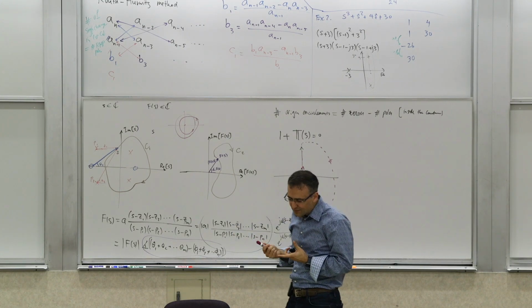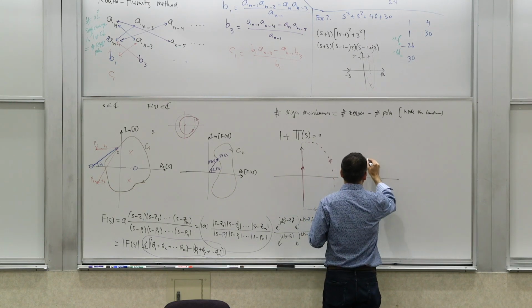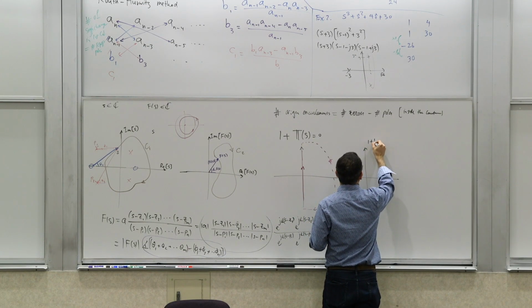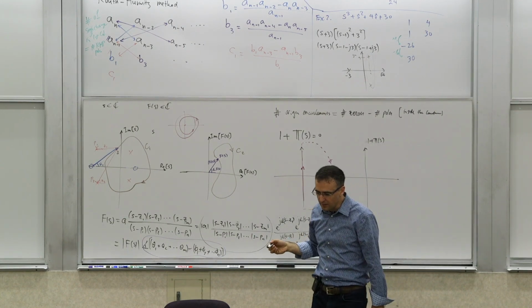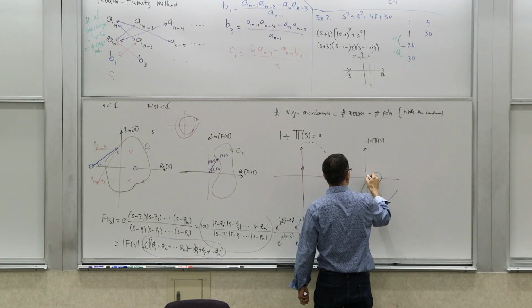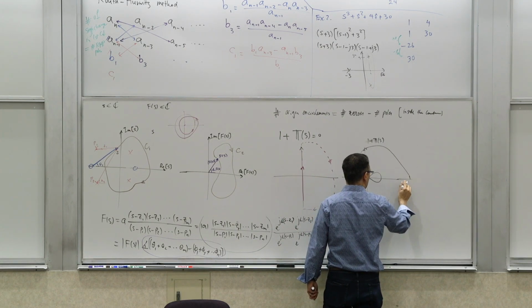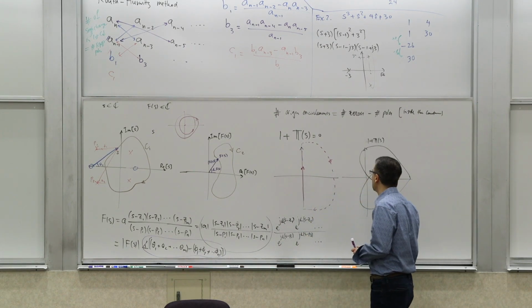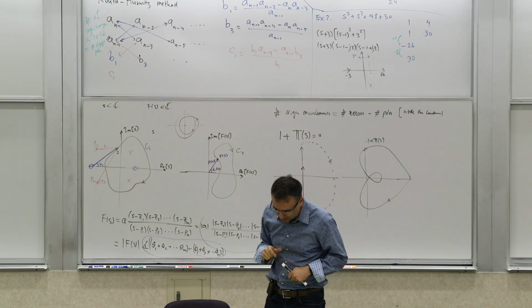So if you have something like this, and then it ends up, for example, with a plot of 1 plus T of s being something like this. Let's say you end up with a plot that looks like this. A contour looks like that. So what does that tell you? What can you tell just by looking at that? What can you tell?